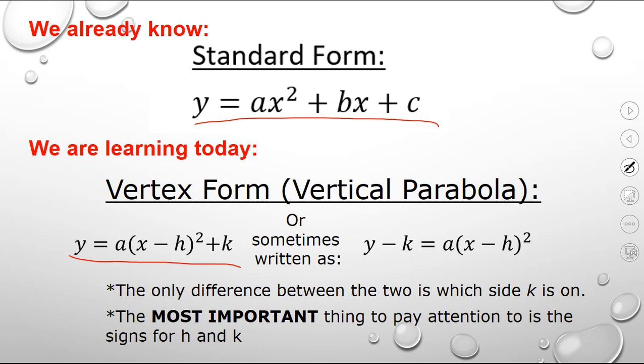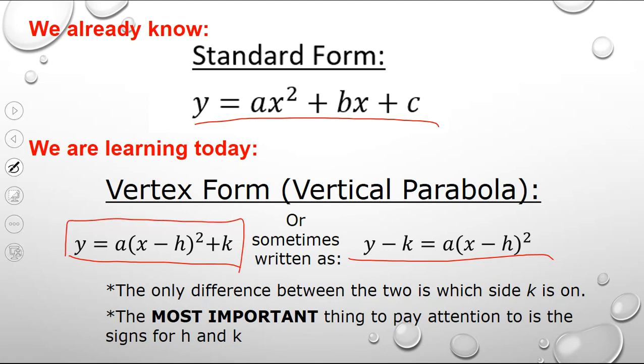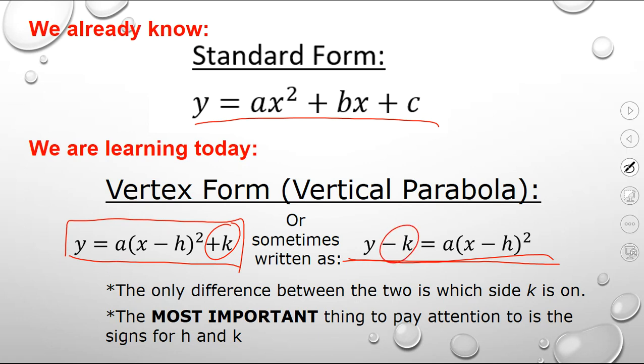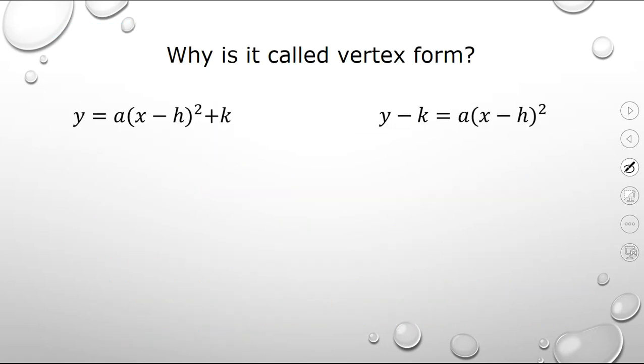The most important part of what we're going to do today is not necessarily finding what h and k are, but making sure we understand the proper sign for h and k. Now there are two ways vertex form is going to be written most of the time. Typically it's like this here on the left, but sometimes it is what you see here on the right. The only difference between the two is where the k is. In the first one, the k is on the right side of the equal sign, and in the other one it is on the left side. Either way, it's still the same number, but the sign is opposite. If it's a plus over here, then it's a minus over there. So it's changed its sign, but that's the only difference between the two.